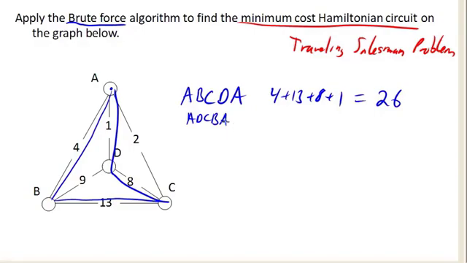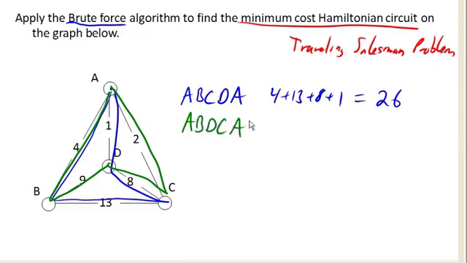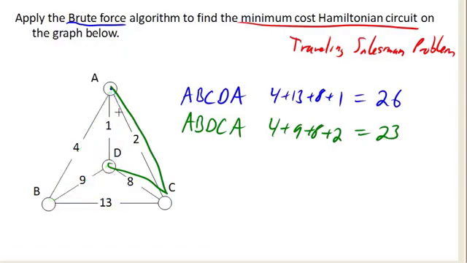And now let's look at another possibility. So another possibility would be to go from A to B to D, and from D down to C, back up to A. So that was A, B, D, C, A. And that would be 4 and 9 and 8 and 2, and that has a cost of 23. Now I'm going to get those out of the way because that's starting to get a little messy here. And let's look at one more.